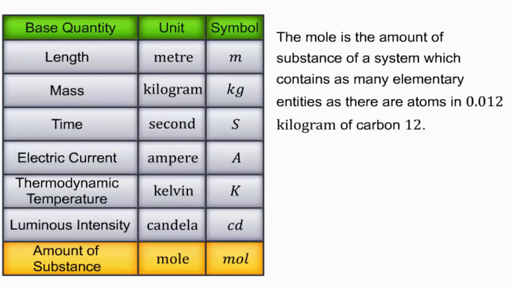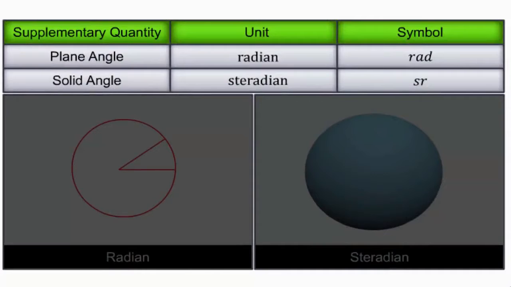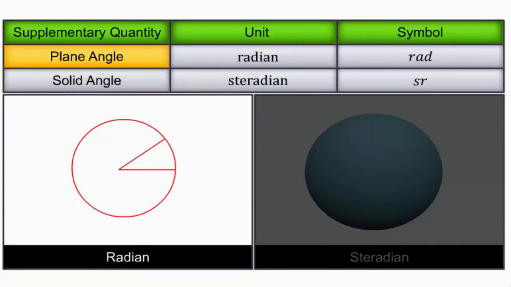Apart from these base units, SI has defined two more units for two supplementary quantities, namely plane angle and solid angle. Plane angle dθ is the ratio of the length of an arc of a circle to the radius of the circle, and is measured in radian, denoted by the small letters rad. It is defined as the angle subtended at the center of a circle by an arc of length equal to the radius of the circle.